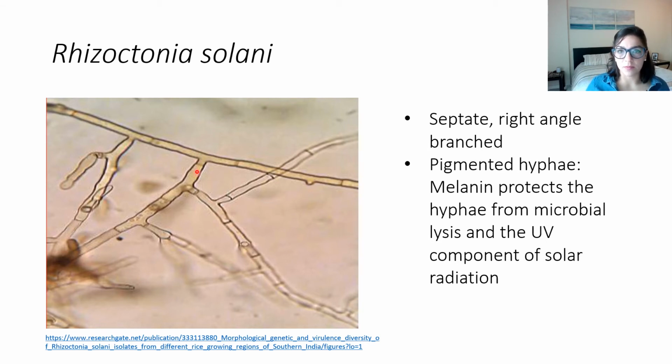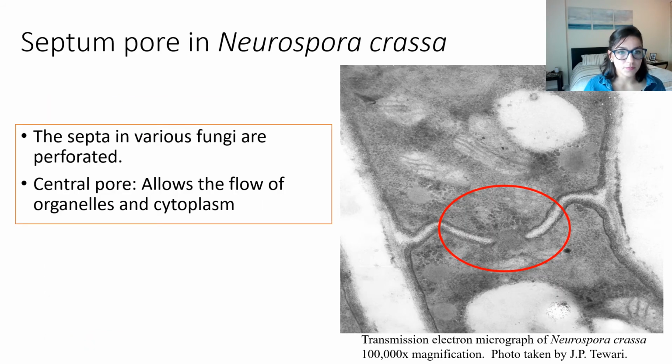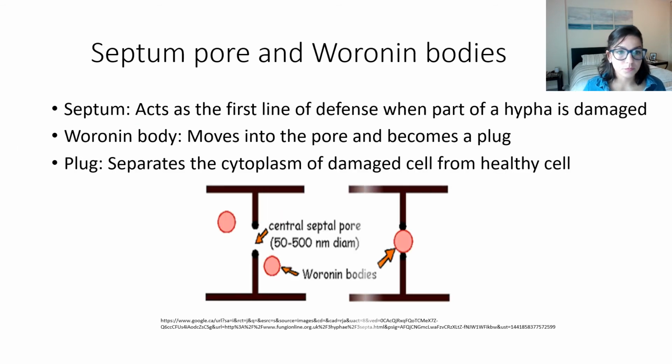And why are they pigmented? Because they have melanin, which protects the hypha from the microbial lysis and the UV components of the solar radiation. We can see here as well that they are right angle and that they are septate hypha. One of the important features of septate fungi is that the septa are perforated and have a pore, a central pore that allows the flow of the organelles and the cytoplasm from one cell to another.